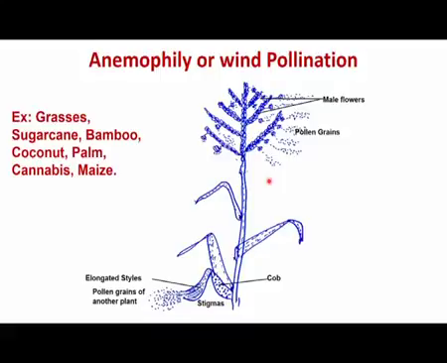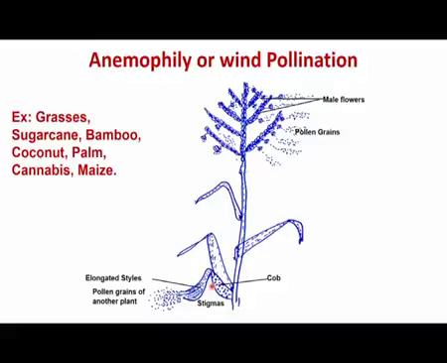Then, because air is the only medium for pollination, the flowers of these plants are also well exposed to the air, so that it allows the removal of the pollen grains from the anther of the main flower, as well as facilitates the receiving of these pollen grains by the stigma.